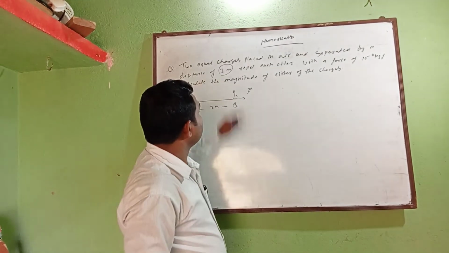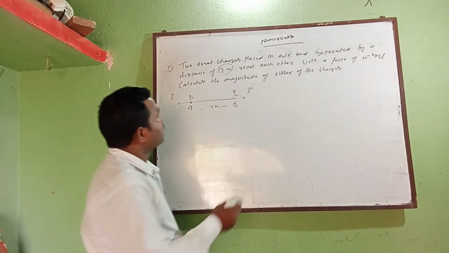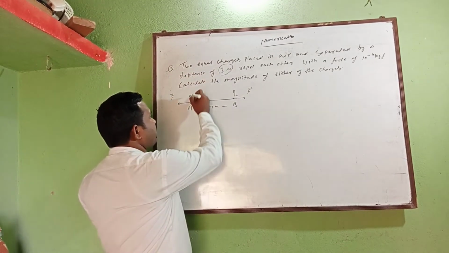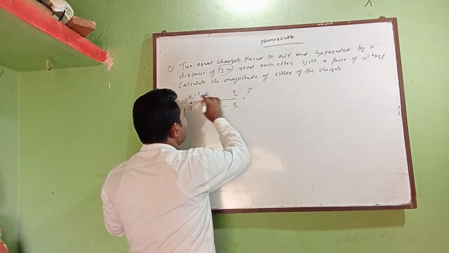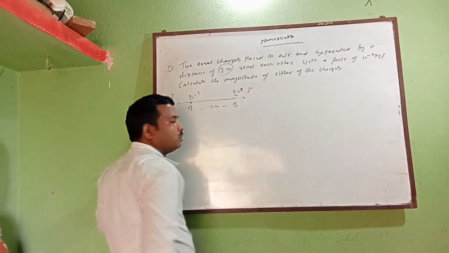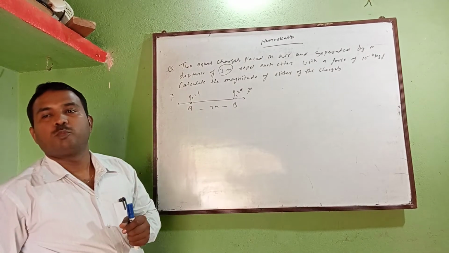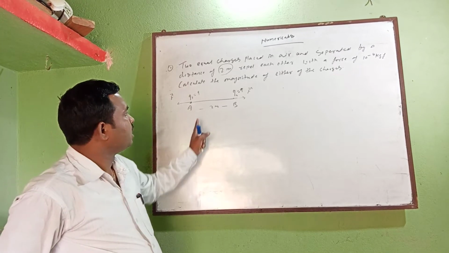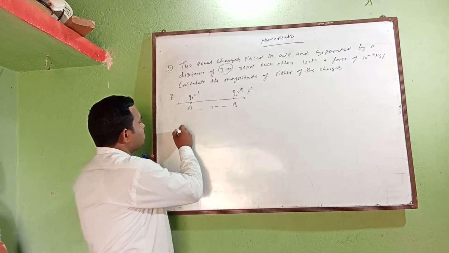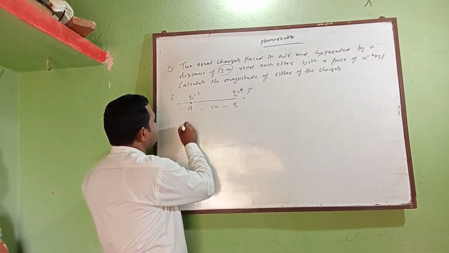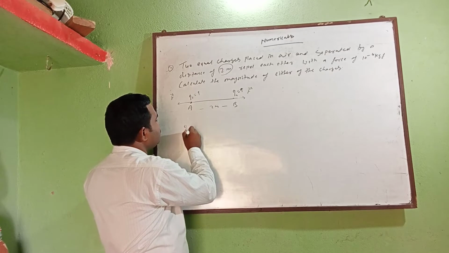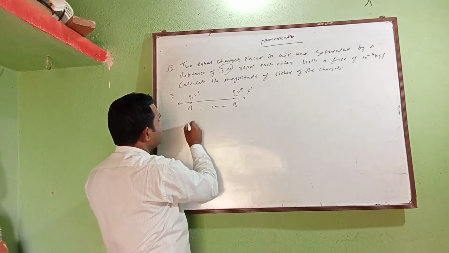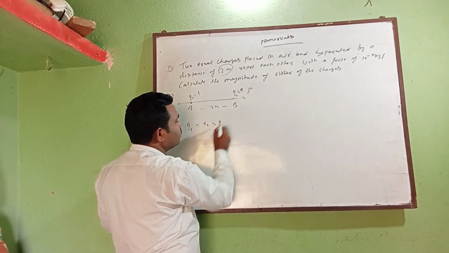According to this question, one more thing is that two equal charges are placed. The magnitude of charge, suppose Q1 equal to Q and Q2 equal to Q, and we have to calculate the magnitude of the charge when these two charges are placed at a distance of 2 meters. What is given here? Q1 equal to Q and that is equal to Q2. So we can also write Q1 equal to Q2 equal to Q.